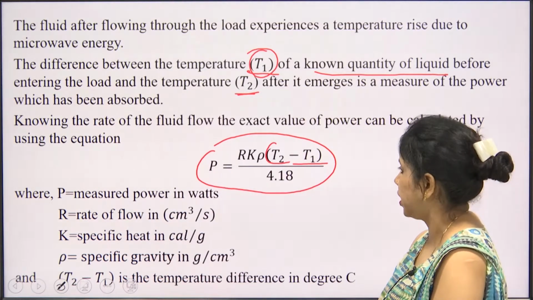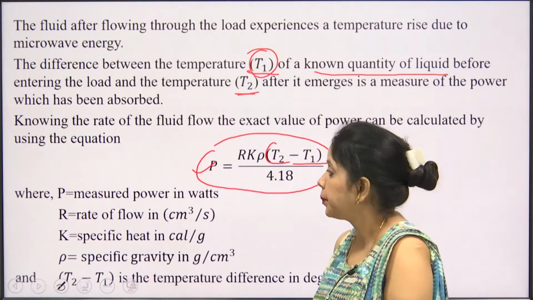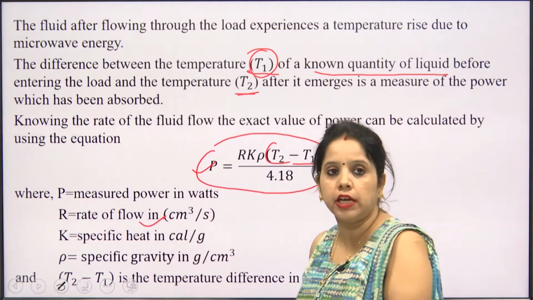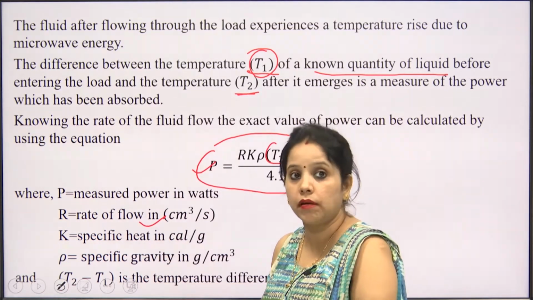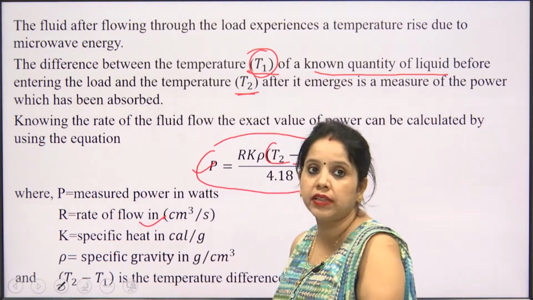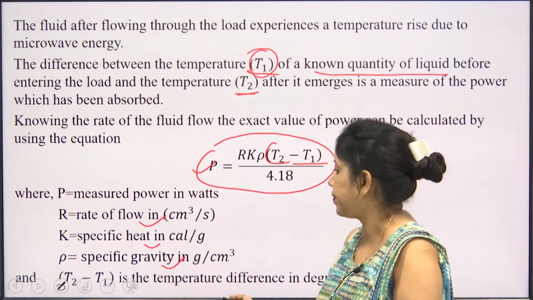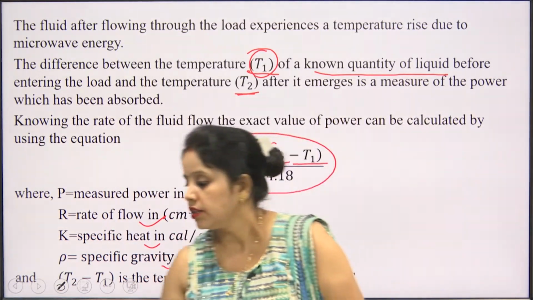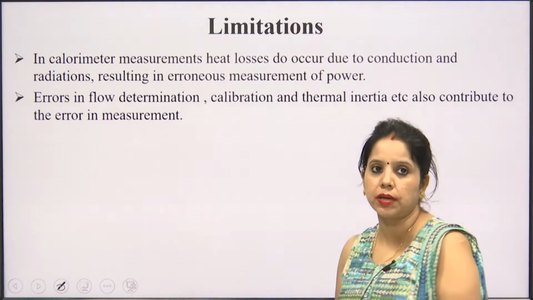where P is the power measured in watts which we actually require, R is the rate of flow of the liquid which is already known to us, which we can easily determine before the liquid enters the load, K is the specific heat of the liquid and p is the specific gravity, and T2 minus T1 is of course the temperature change in degree centigrade. So, with the help of this we are able to measure the power.